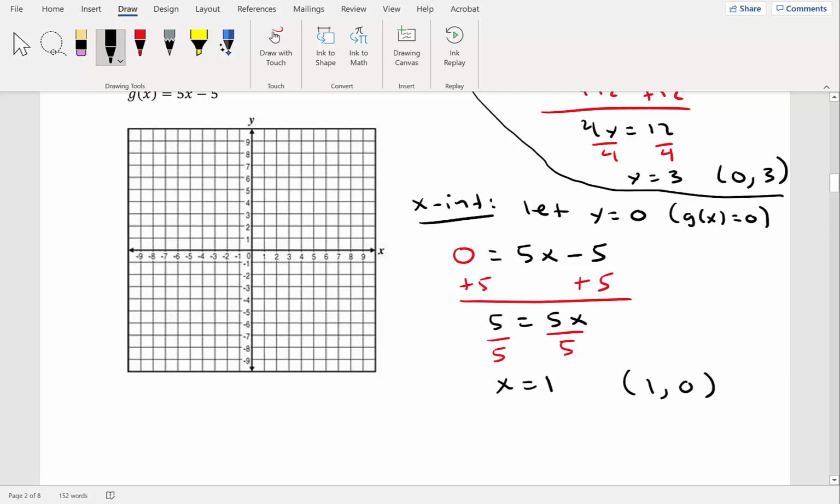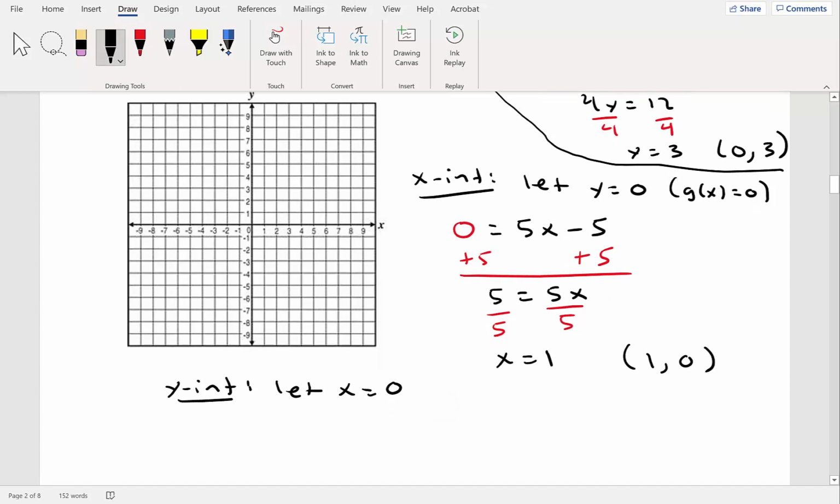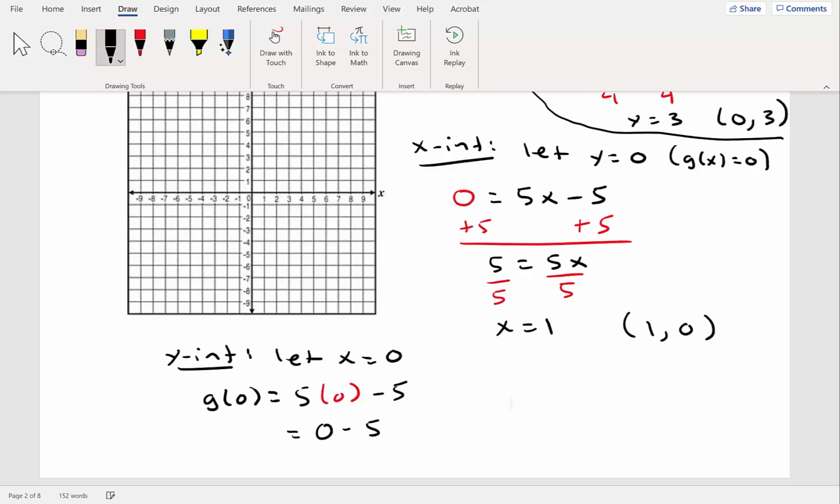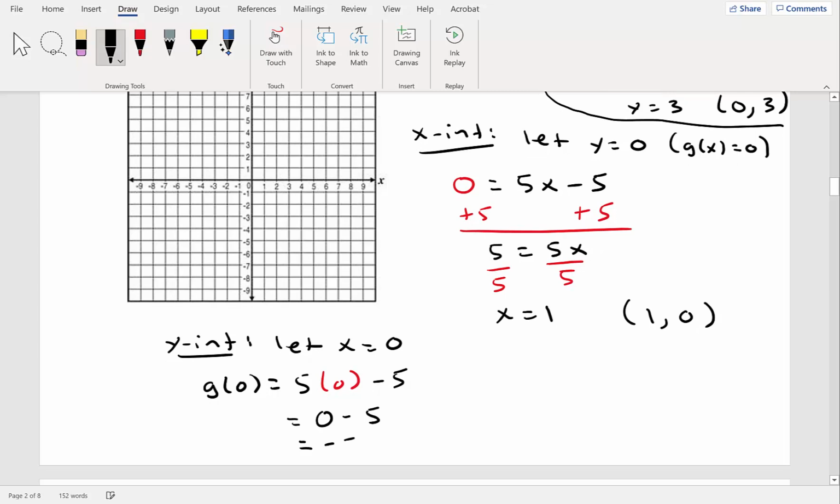Now to find our y-intercept, we let x be equal to 0. So we have g of 0 is equal to 5 times 0 minus 5. So we get 0 minus 5, which gives us negative 5. I replaced all my x's with 0. So now my ordered pair should be (0, negative 5).